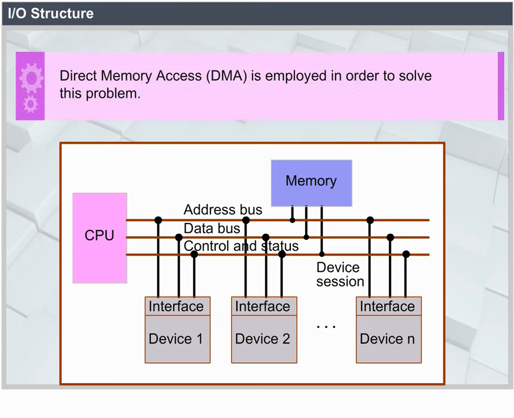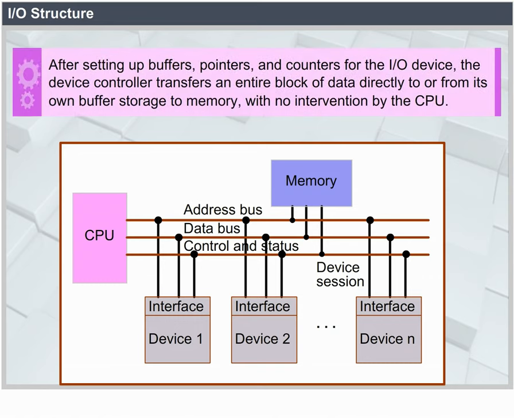To solve this problem, direct memory access, DMA, is used. After setting up buffers, pointers, and counters for the I/O device, the device controller transfers an entire block of data directly to or from its own buffer storage to memory with no intervention by the CPU.